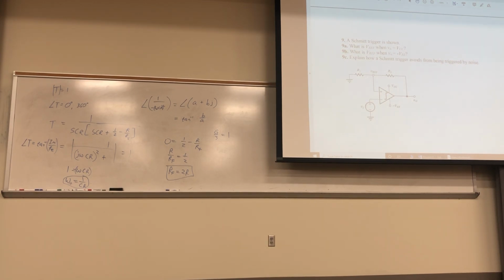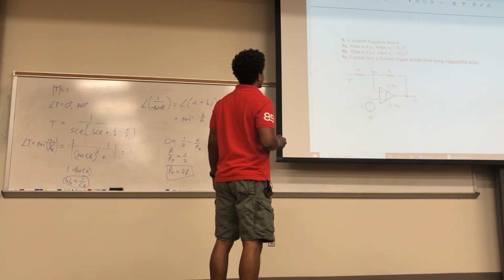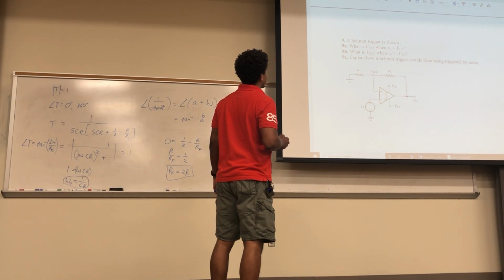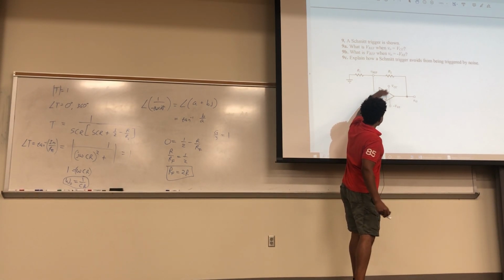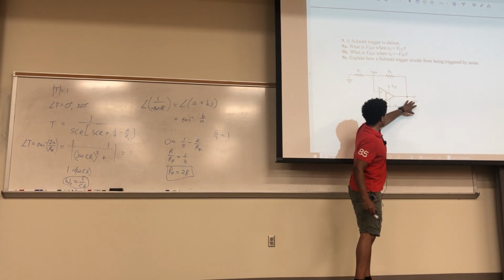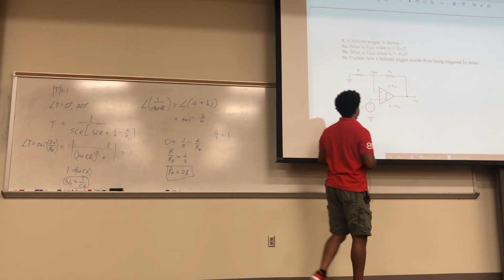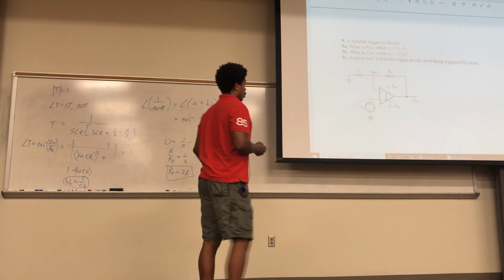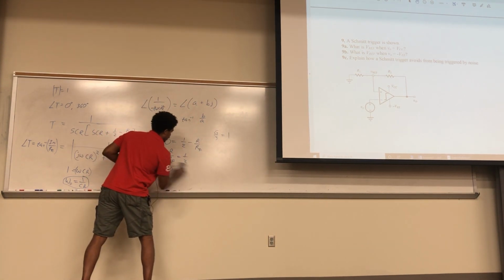So for this right here, a Schmitt trigger is shown. What is RF when this V0 is equal to VCC? You know this comparator is going to either saturate high or saturate low, so V0 is going to saturate to VCC or VEE, negative VEE, one of those. So the question is what is Vref in both of those cases?